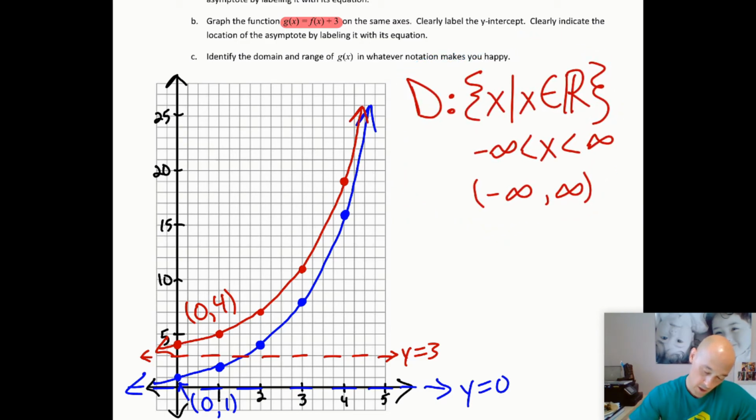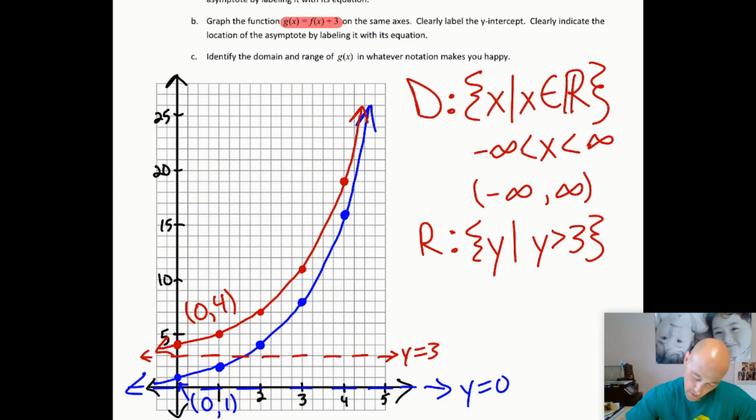And the range then is going to be y such that, excuse me, y, not x, it's the range. These are the y values. You can't go below that asymptote. So y such that y is greater than 3. And it's not going to be equal to it because that graph never gets to 3, so it can't be equal to.